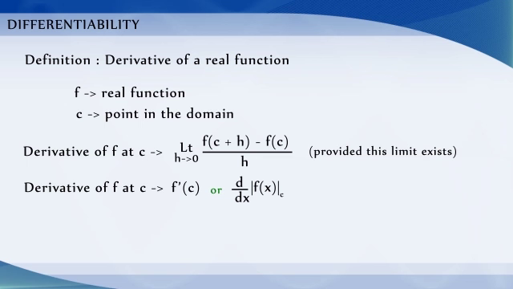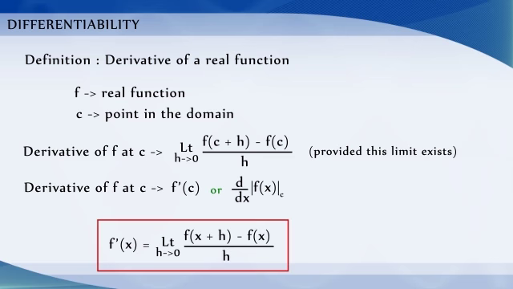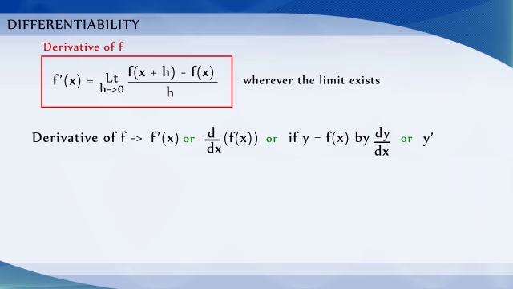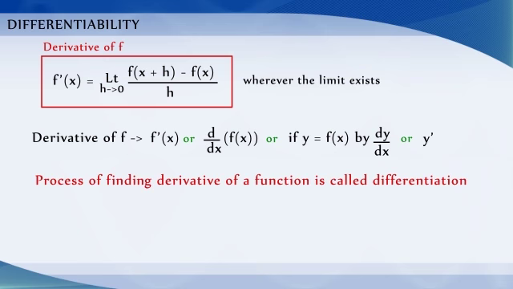The function defined by f dash of x is equal to limit h approaches 0, f of x plus h minus f of x divided by h, whenever the limit exists, is defined to be the derivative of f. The derivative of f is denoted by f dash of x or d by dx of f of x, or if y is equal to f of x, by dy by dx or y dash. The process of finding derivative of a function is called differentiation.